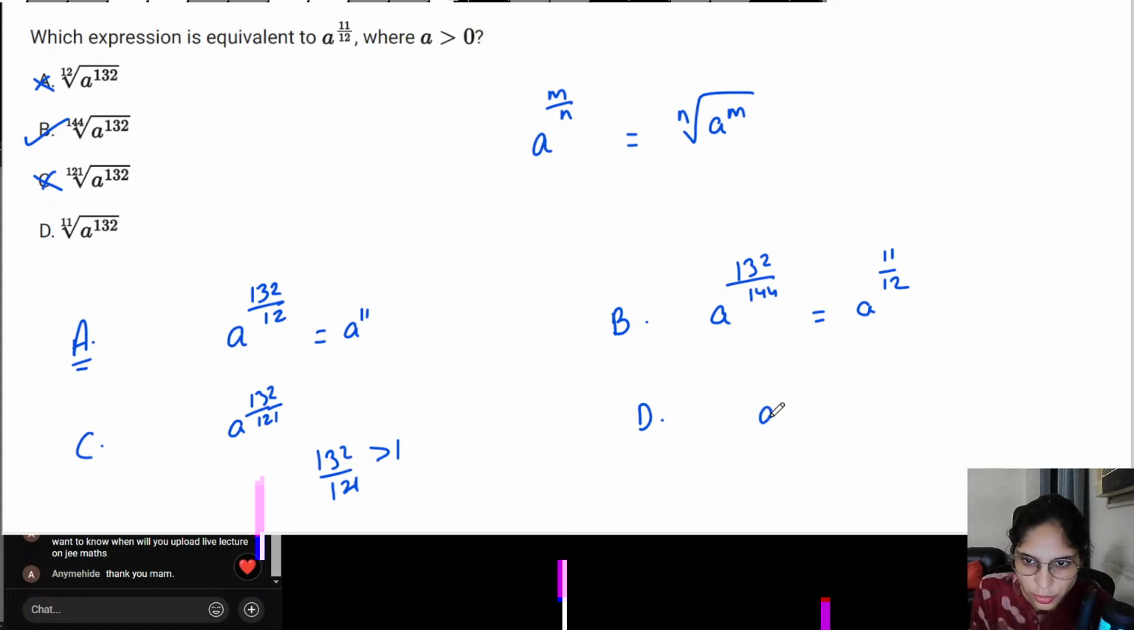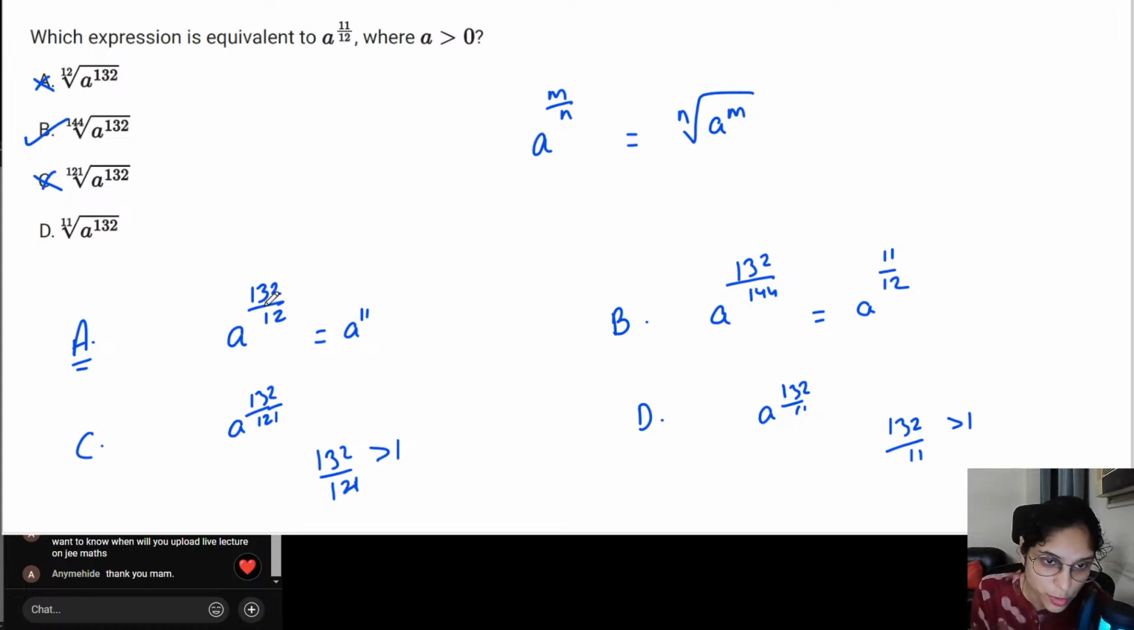And in D also you have a to the power 132 over 11. 132 over 11 is also greater than 1. Same thing for option A, we could have done. No need to divide. 132 over 12 is greater than 1. Here we have 11 over 12. This has to be less than 1. So there's only one option, option B. And you can further confirm from Desmos as well.